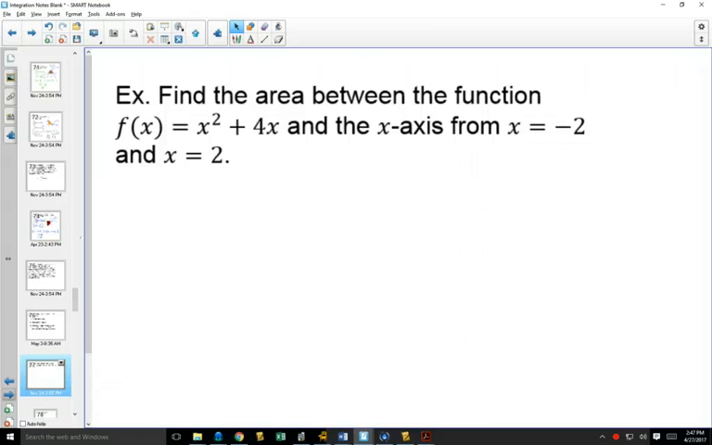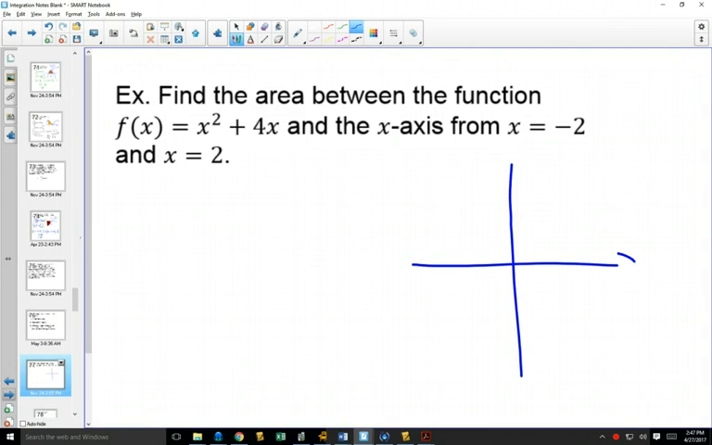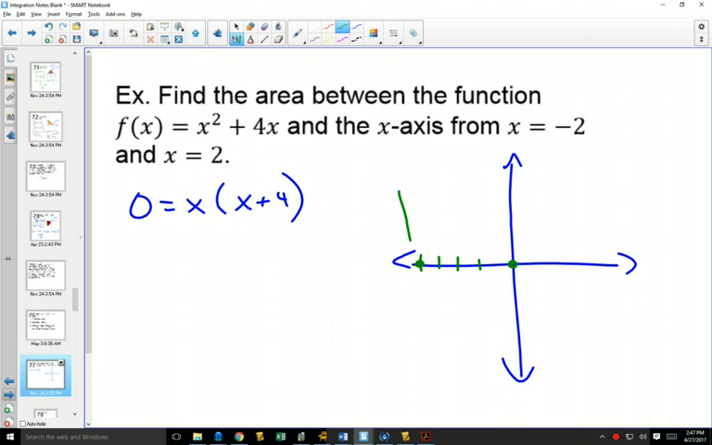So x squared plus 4x. Graphing x squared plus 4x, it's a parabola that opens up. You can factor that quickly and easily to find your x-intercepts. So we find out we have an x-intercept at 0 and an x-intercept at -4.